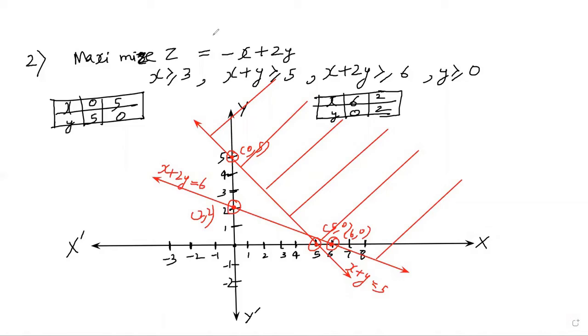Now, since it's an unbounded region, what corner points can we have here? Obviously, there is a problem in getting the corner points because of the unbounded region. So the only corner point that we can get here is this one.